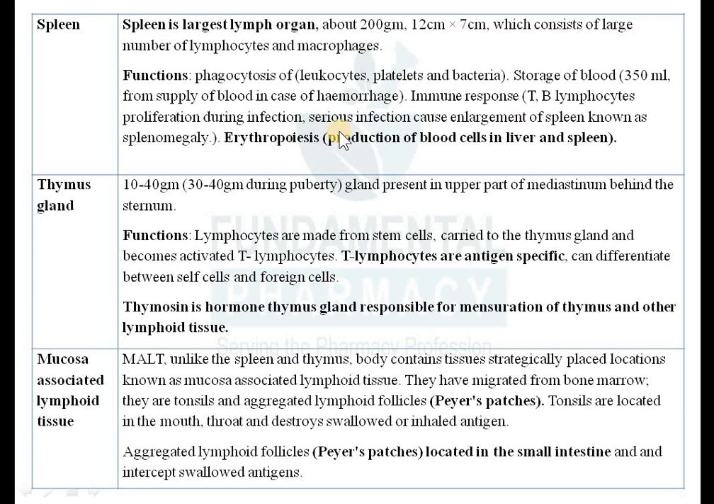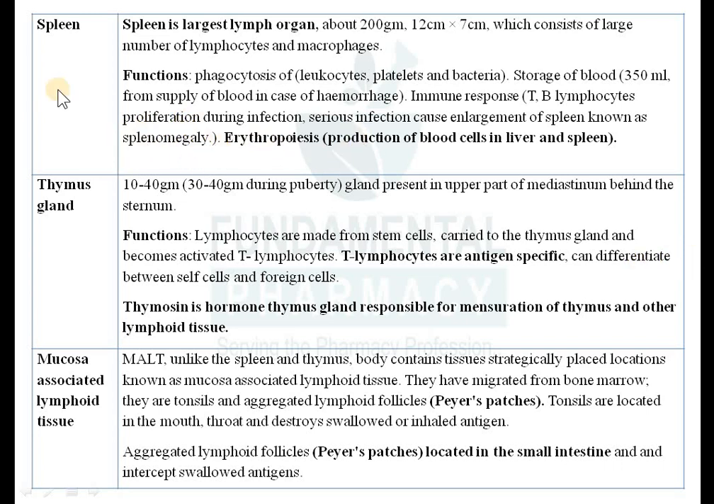Okay, so sometimes what happens, infection of the spleen occurs and there is enlargement of the spleen. Spleen का जो size है वो बढ़ जाता है कभी-कभी infection में. That is known as splenomegaly.